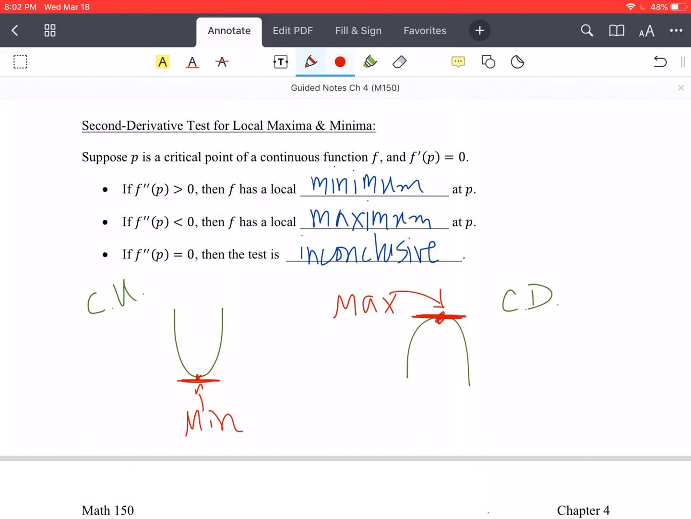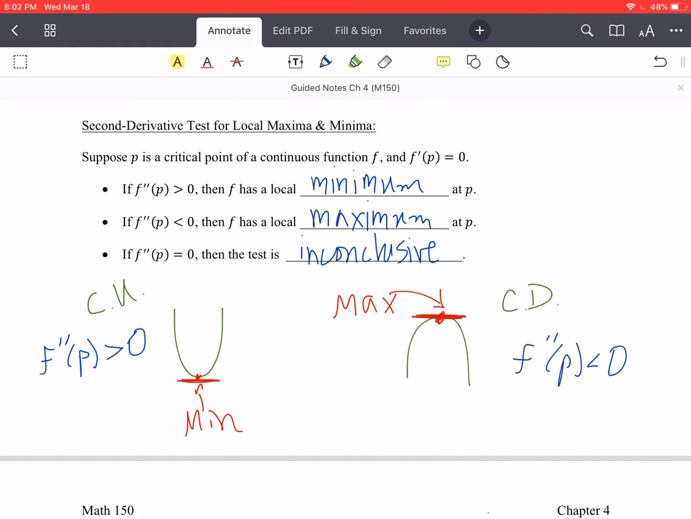It's a little counterintuitive, but drawing out the graph of the concavity can be a really helpful way of looking at it. So again, if we have f double prime of P positive, it's a min. And if we have f double prime of P negative, that gives us a maximum.